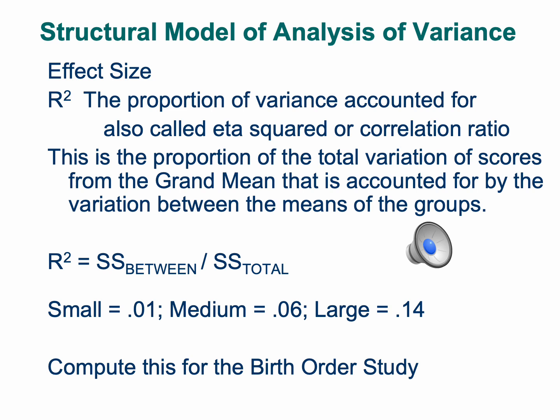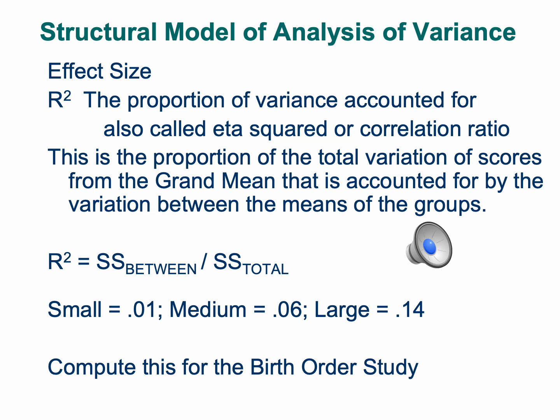And R squared is defined as the proportion of variance accounted for. It's also called eta squared, or the correlation ratio. It's the proportion of the total variation of scores from the grand mean that's accounted for by the variation between the means of the groups. Now remember, the total variation is composed of deviation of individual scores from the sample means and then deviations of the sample means from the grand mean. Well, the deviation of the sample means from the grand mean is how far apart the sample means are.